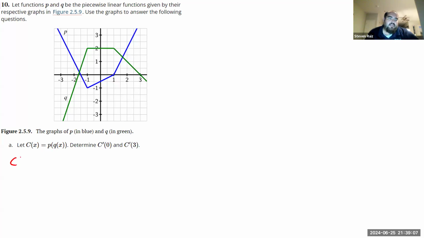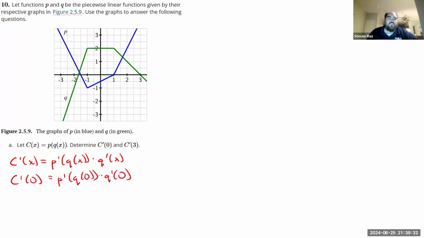First, let's figure out what c prime of x is in general. To apply the chain rule here, c prime will be equal to p prime of q of x times q prime of x. So specifically, c prime of 0 is equal to p prime of q of 0 times q prime of 0. So we need a couple of things first. We need to look at the function q, which is green. What is q of 0?